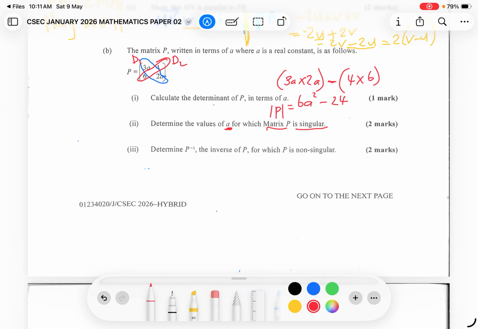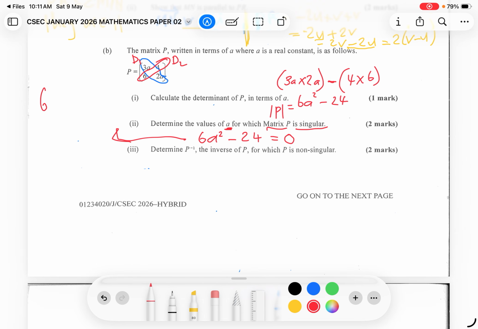What does that mean? Interpretation. When a matrix is singular, its determinant is equal to 0. So what this is saying is, what value of A makes 6A squared minus 24 equal to 0? A singular matrix has a determinant that is equal to 0. So from part 1, we already know what the determinant is. Part 2 says to equate this determinant to 0 and solve for A.